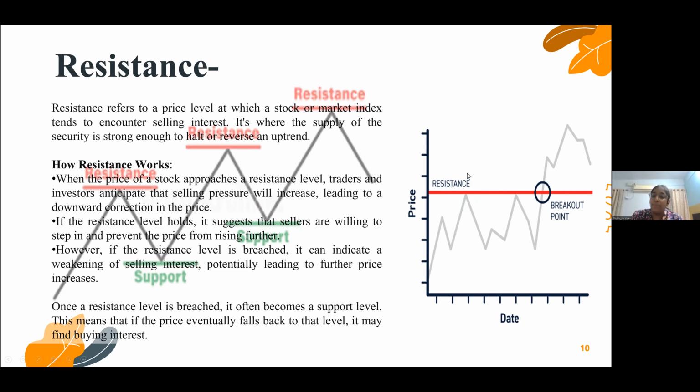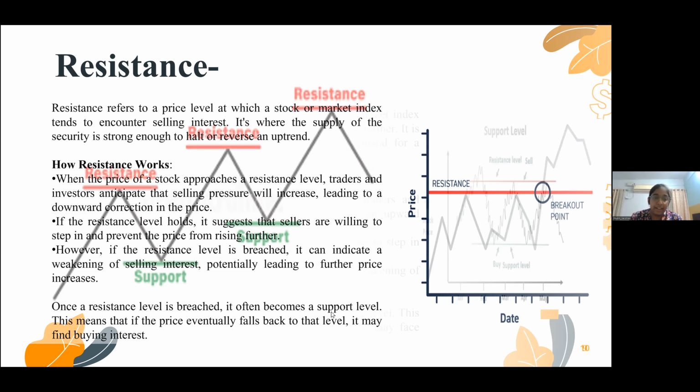If they buy more and more, there will be a decrease in supply and more demand, and as a result the trend will go up and up. But they don't want that, so they ensure that the resistance level remains the same. However, if the resistance level is breached, it can indicate a weakening of sellers' interest. Then the price may go further up. Further, once a resistance level is breached, it often becomes a support level.